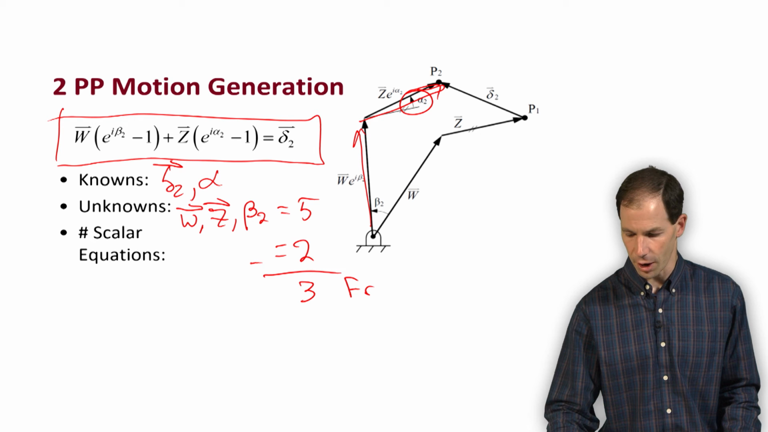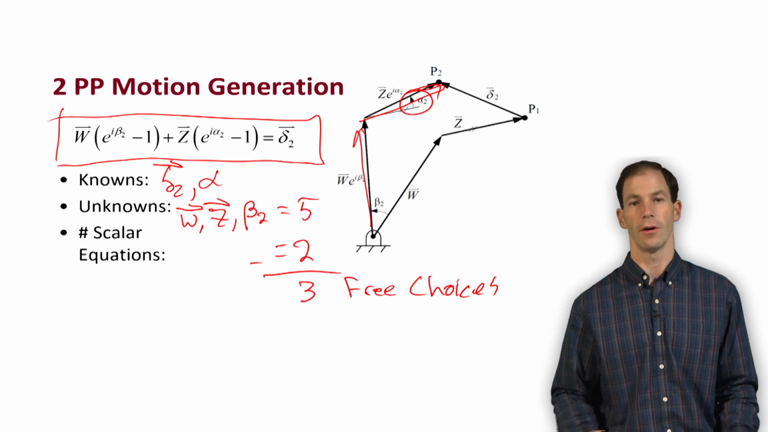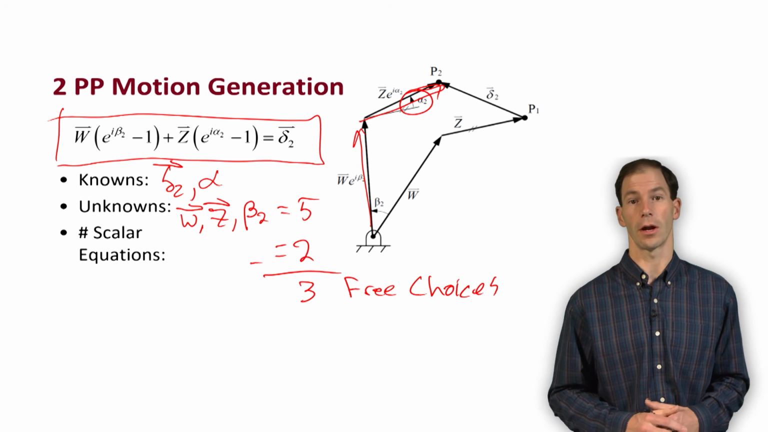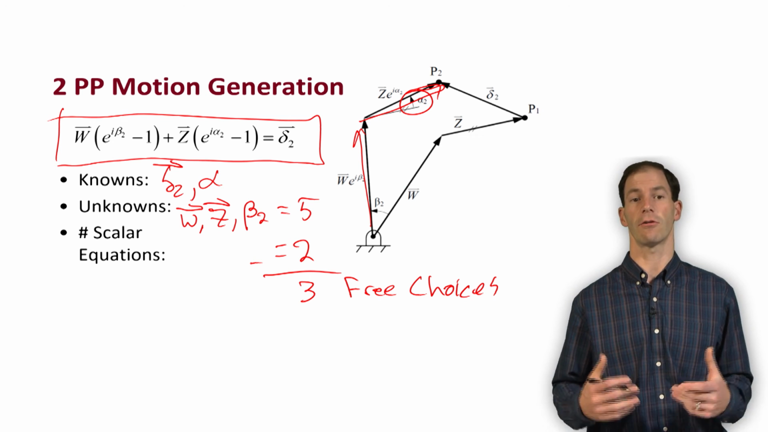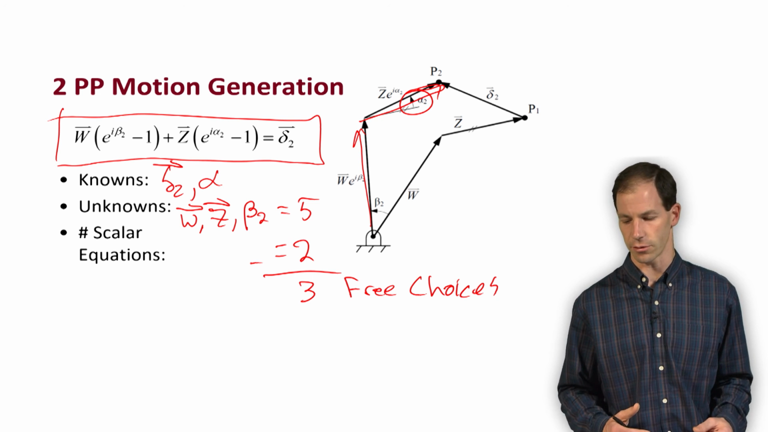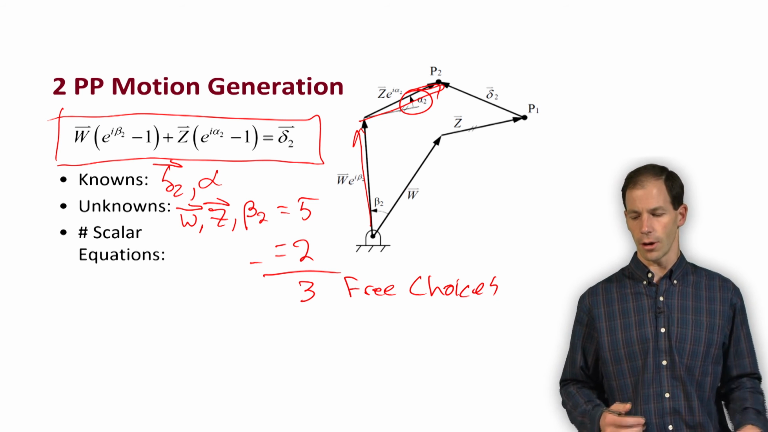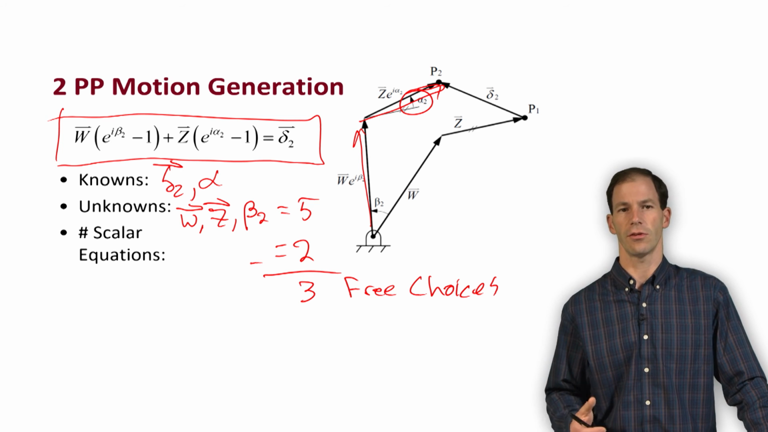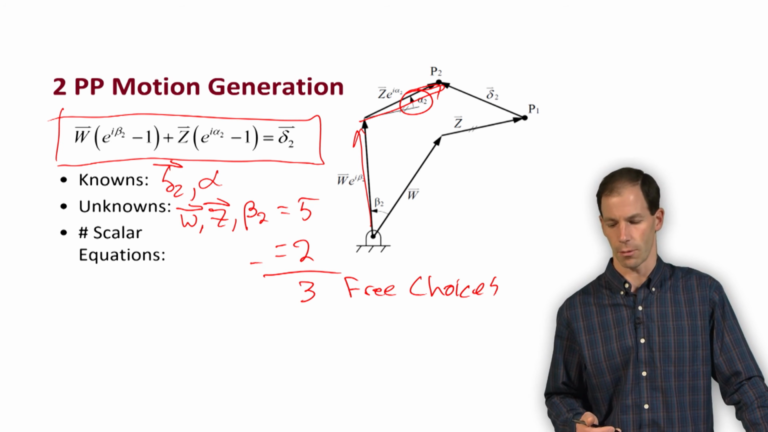In other words, in my system of equations, I have too many unknowns for the number of equations that I have. Therefore, I have to make free choices to be able to solve this. So what am I going to do? Well, I now need to pick something and make some free choices to solve this 2 precision position motion problem.